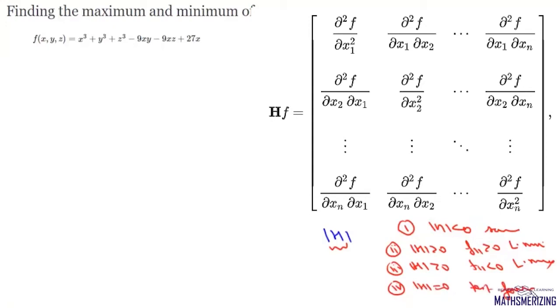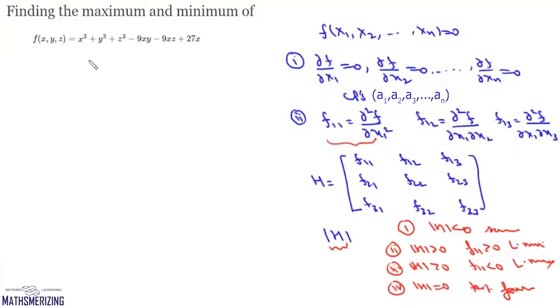Now let us take up an example. Say for example, we are given this function x cube plus y cube plus z cube minus 9xy minus 9xz plus 27x, and we need to find whether this point 3, 3, 3 is a point of local maxima or a point of local minima. So first we'll find its critical points.